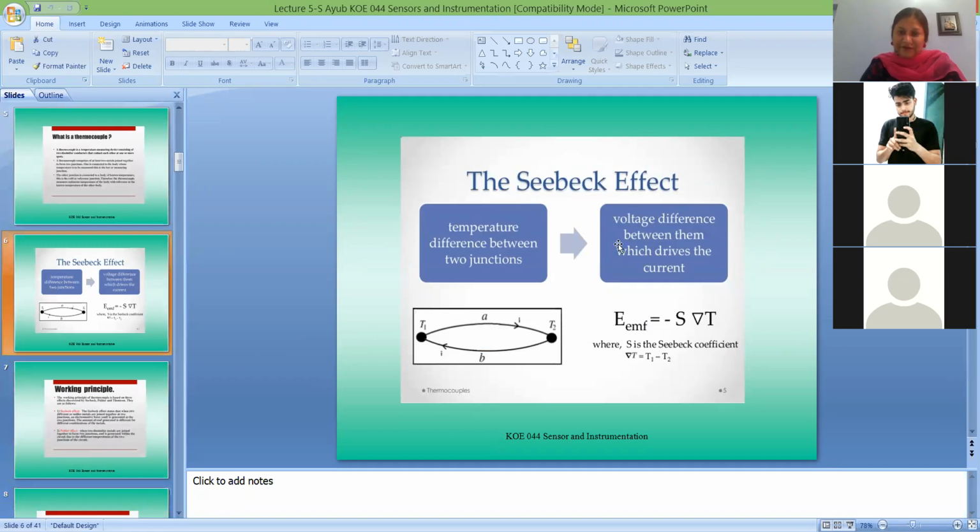Now, what is the Seebeck effect? Basically, the temperature difference between two junctions gives you a voltage difference between them, which drives the current. These are two wires of different metals, A and B, and these are two junctions. One junction is your hot junction and one is your cold junction. The Seebeck effect is the EMF generated between these two junctions, equal to minus S delta T, where S is the Seebeck coefficient and delta T is the temperature difference between these two points, that is T1 minus T2.